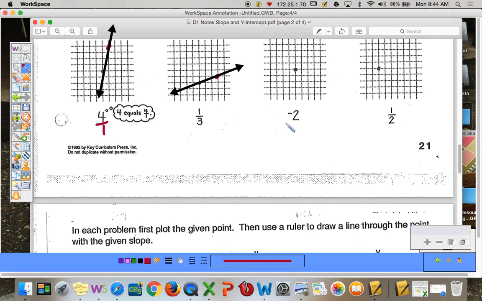This one's down 2 over 1. So we go down 2 over 1, down 2 over 1. I just drew 2 points in addition to the one we had. This one's a slope of 1/2, go up 1 over 2.